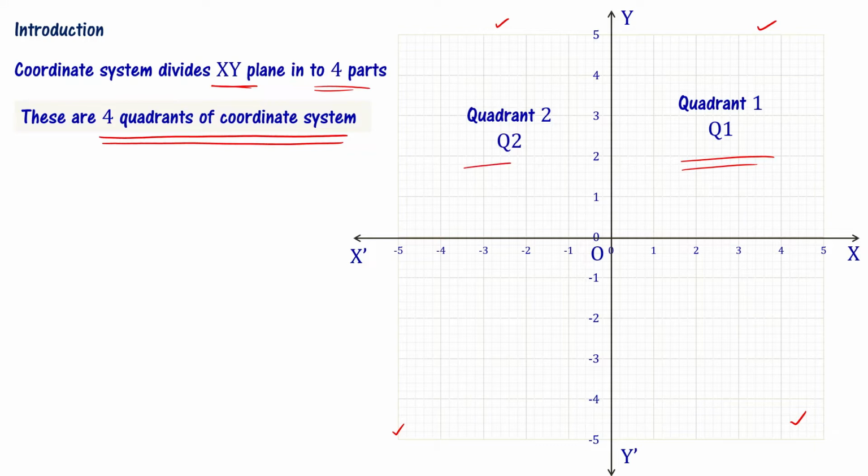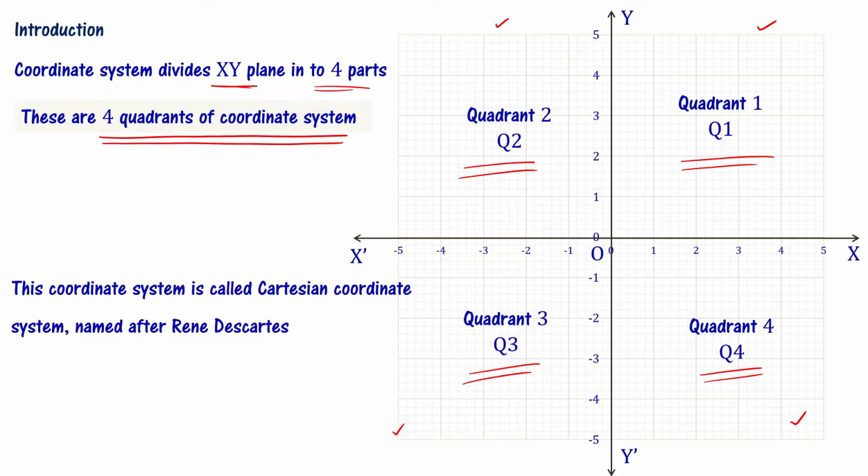This is called quadrant 2. This part is called quadrant 3. And this part is called quadrant 4. Please note this. Now, this coordinate system is called Cartesian coordinate system. We have already said, because it was first found by René Descartes.